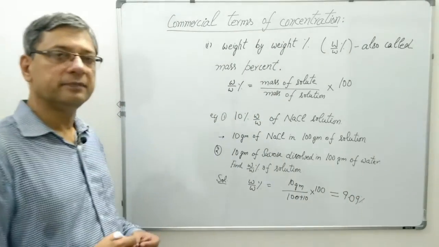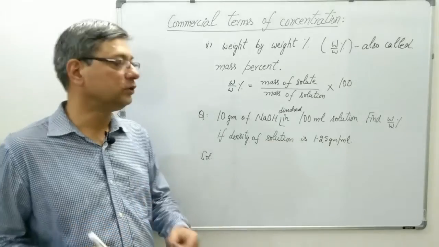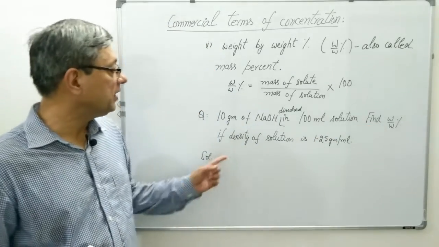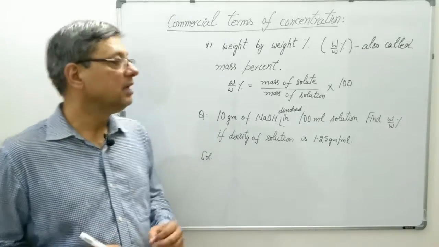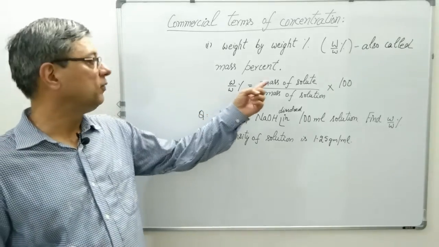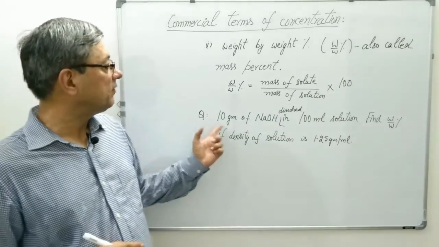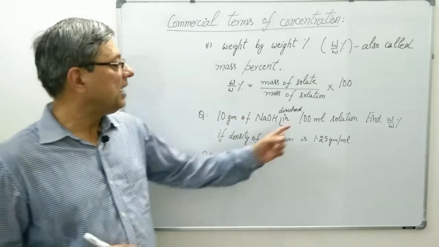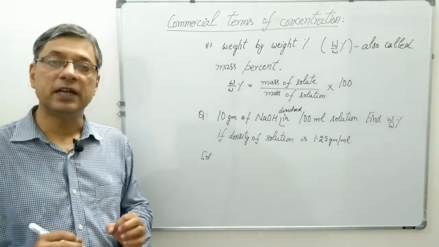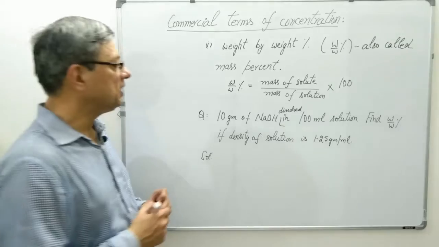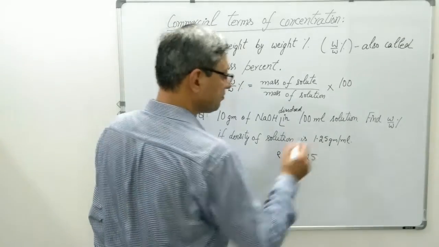Let's take one more numerical. The question says 10 grams of NaOH dissolved in 100 ml solution. Find weight by weight percent if density of solution is 1.25 gram per ml. We have to find weight by weight percent, and the formula is mass of solute upon mass of solution into 100. Here we are given mass of solute and volume of solution. We don't know the mass of solution, so first we have to find the mass of the solution. We are given density of solution, and that is equal to 1.25 grams per ml.